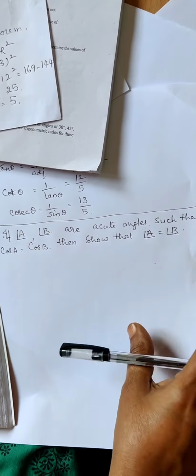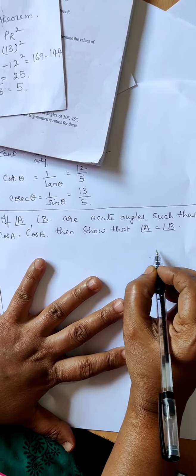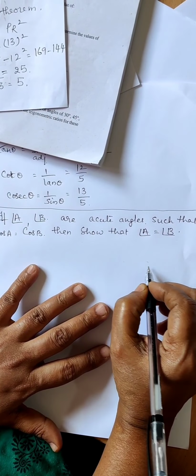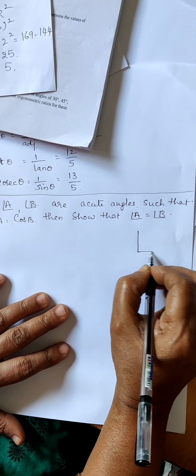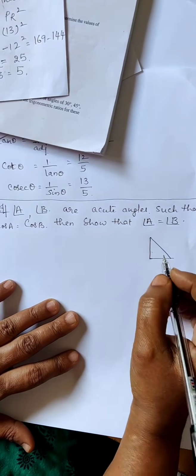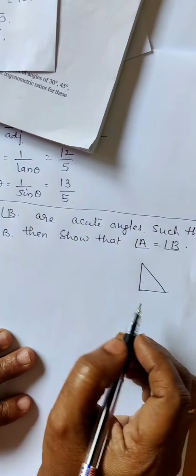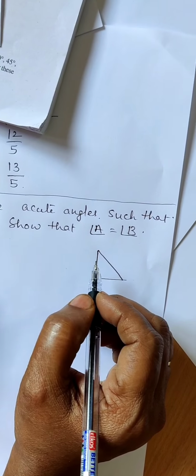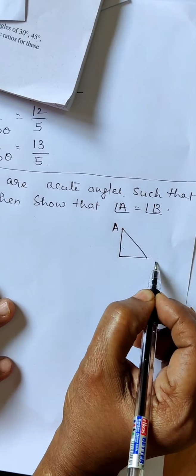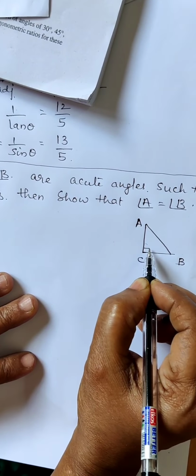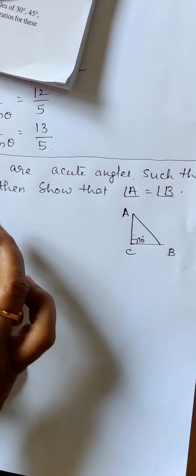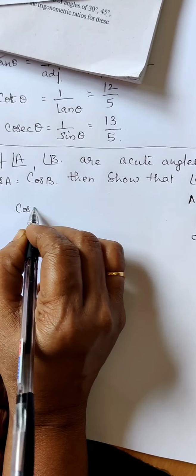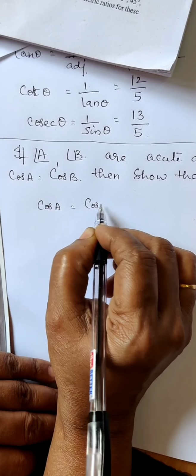So first of all, let us draw a right angle triangle. How should we draw it here? See, this is our right angle triangle. What is given? A and B are acute angles. That means these are not the right angles. So A, B. C is the right angle here. So both are less than 90. And one more condition is given as cos A is equal to cos B.